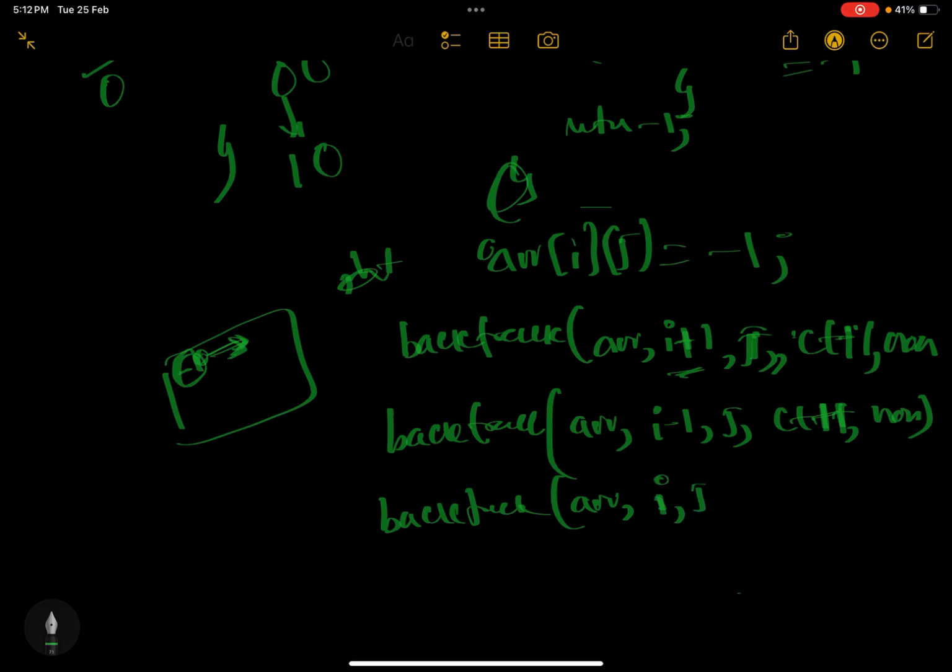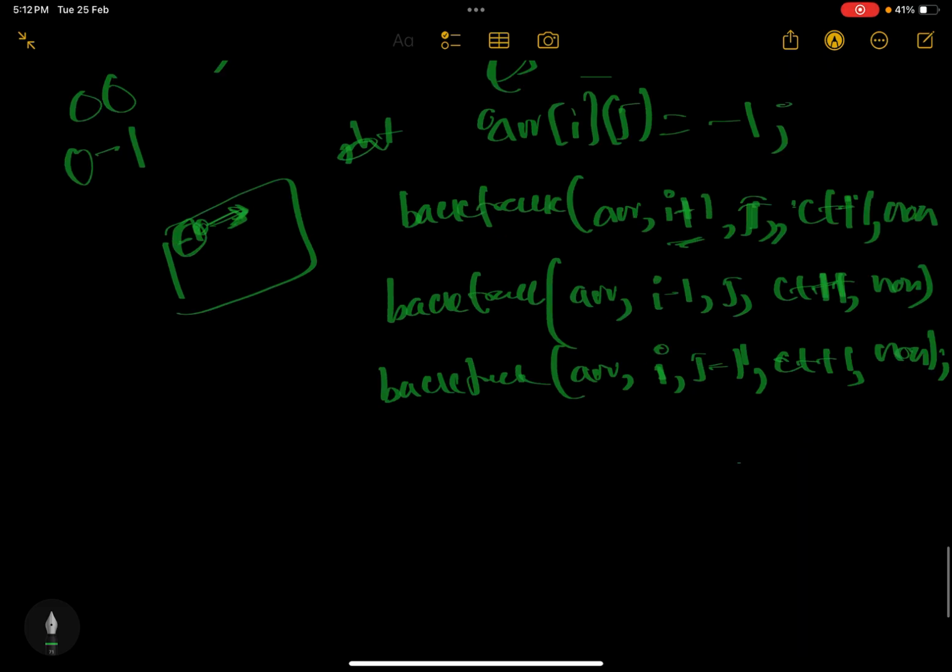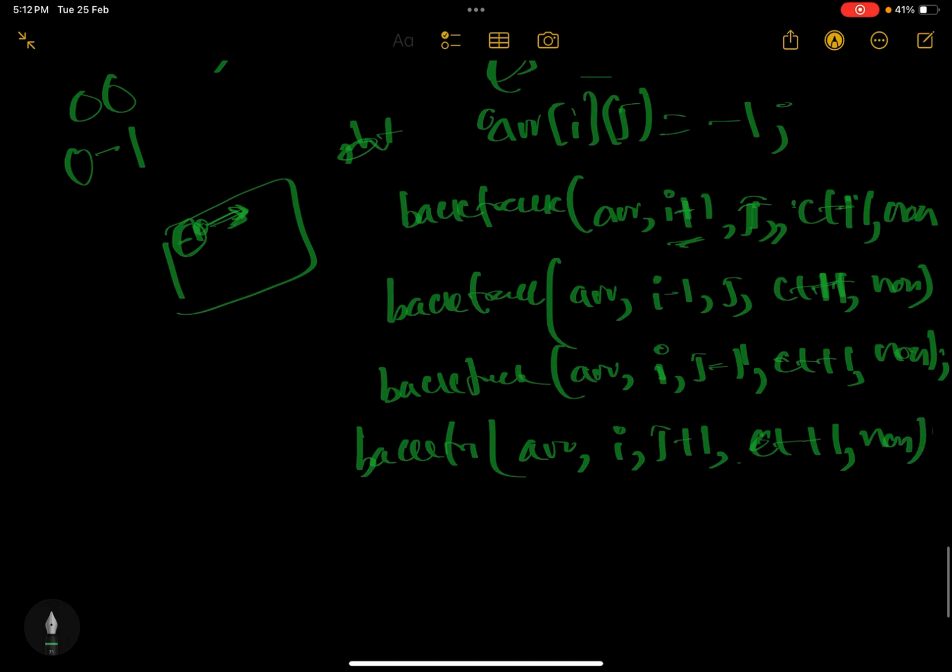I will go left now. Left will be i, j -1. So if it is 0 0 and I'm going left, the new index will be 0 and -1. So j -1, and also count plus 1, meaning I'm counting the path. The next call will be backtrack. Then I'm going right: j plus 1 and count plus 1, with a non-obstacle.